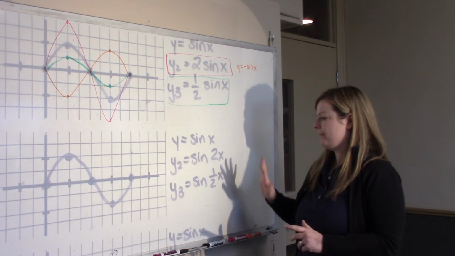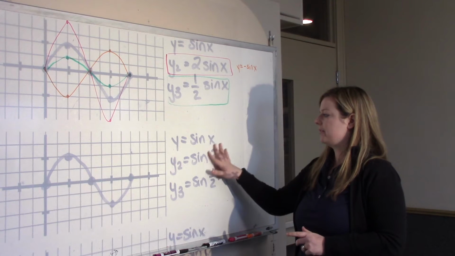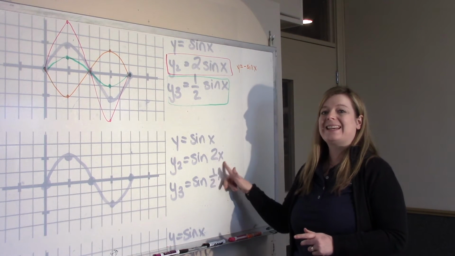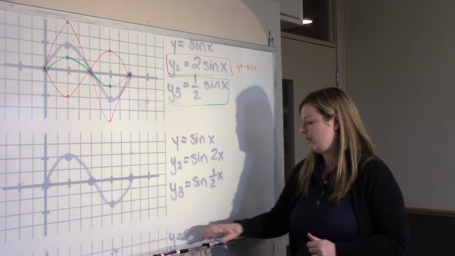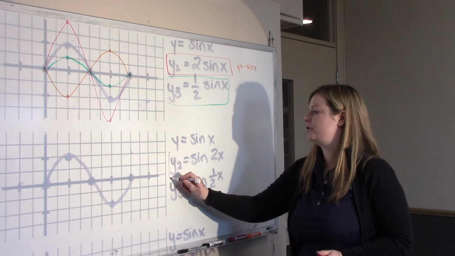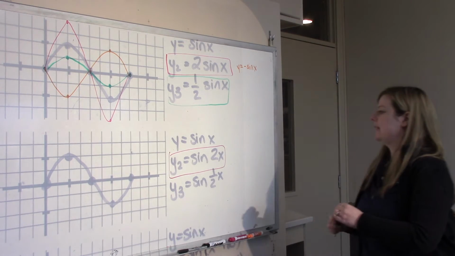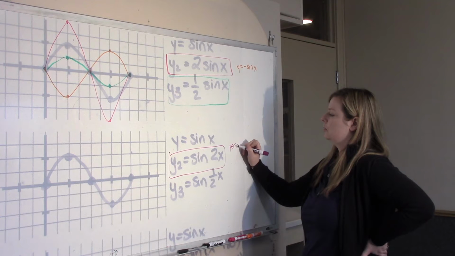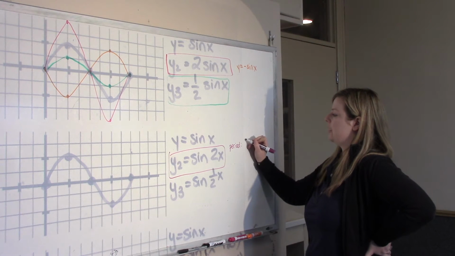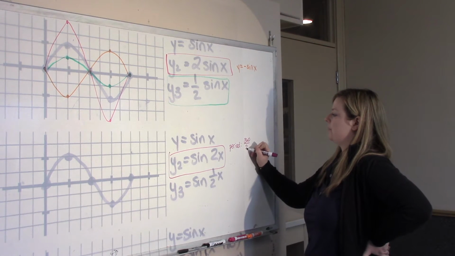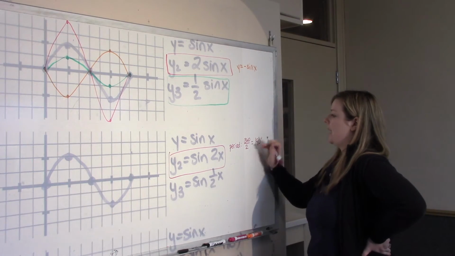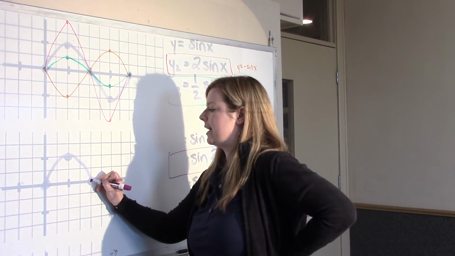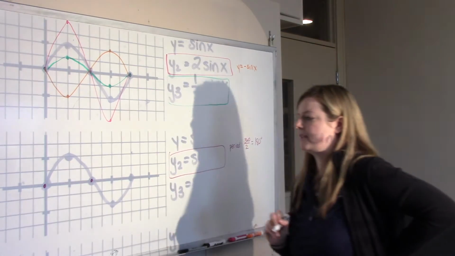Now we'll go with K. So K, you'll notice the difference of K is that it's within the argument of sine. So it's still multiplication, but it's inside the argument here. So we'll start with sine of 2x. That means your period is now 360 divided by K, so by 2. So the period is now 180 degrees. So you're going to get through the whole cycle in half the amount of space.